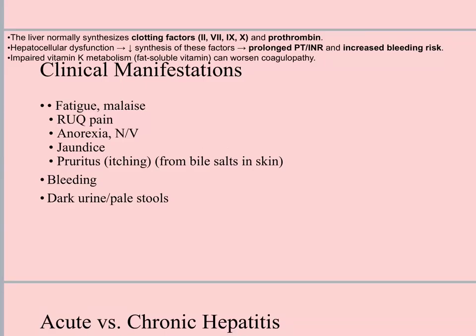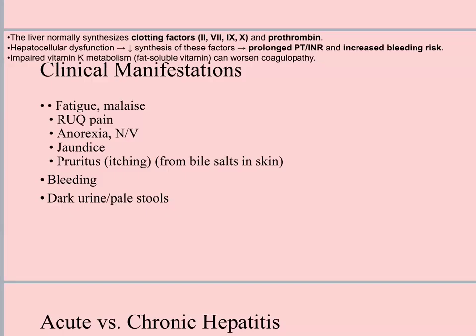And if that is not working properly, or it's not being released properly, that's going to contribute to that low energy. So the right upper quadrant pain, once again, the liver is that huge organ. It's in the right upper quadrant of your abdomen. It's enclosed by something called a Glisson's capsule that has the sensory pain fibers. So when inflammation occurs, the liver is going to get pretty swollen. It's going to stretch that capsule, and that's going to result in pain.